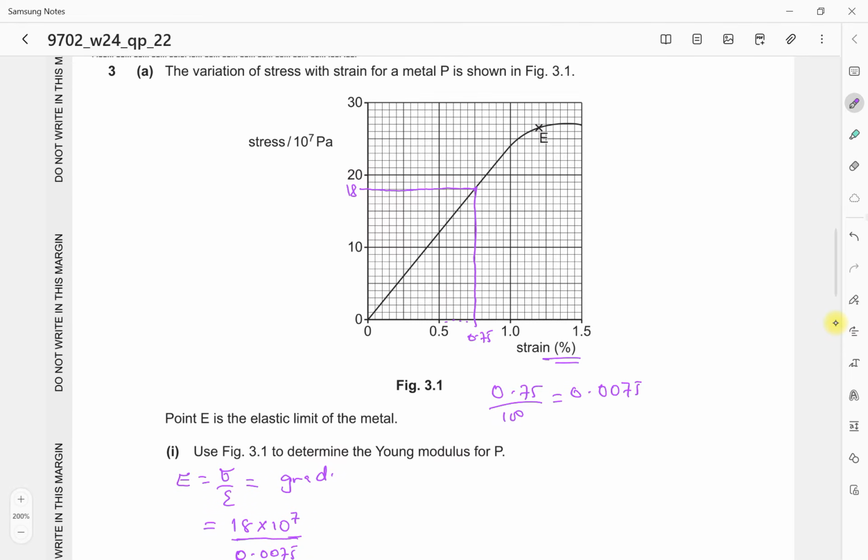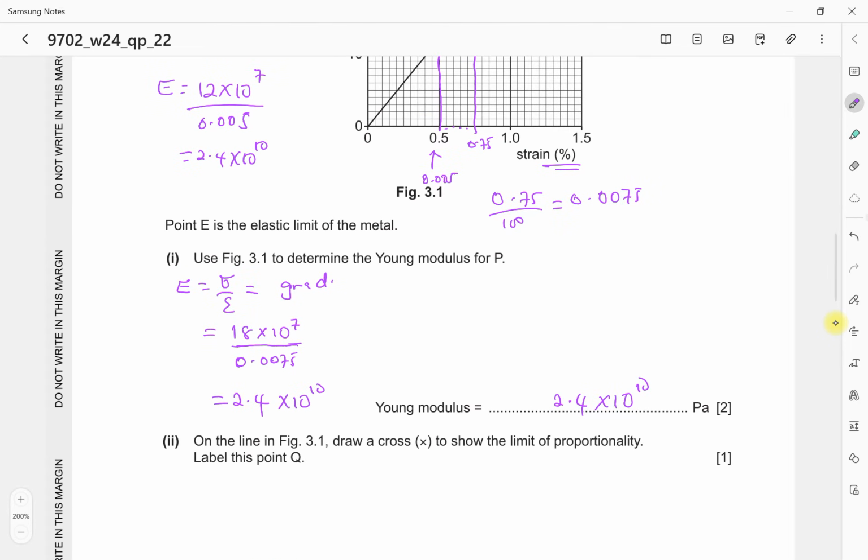You could also use 0.5, and I think that is 12. You could use that also. So Young modulus in that case would be 12 times 10 to the power of 7 divided by 0.005, I think. You have to change this from a percentage to 0.005. I think the answer is the same, 2.4 times 10 to the power of 10.